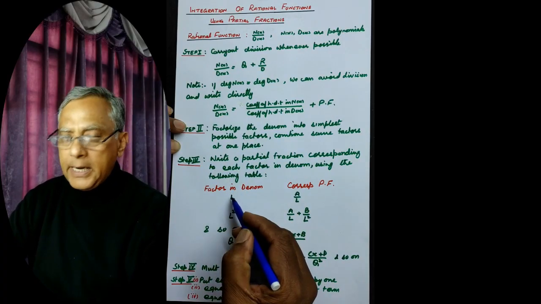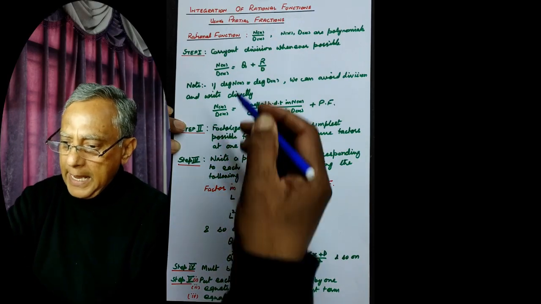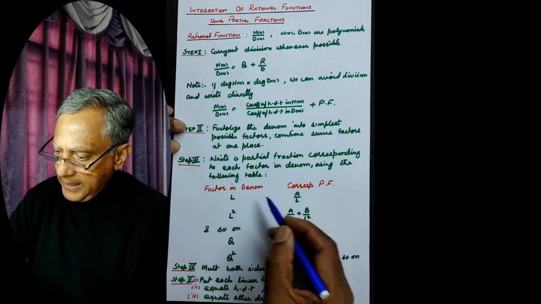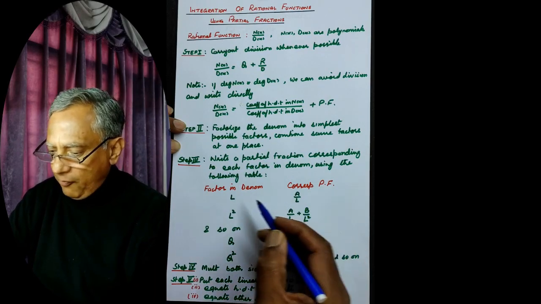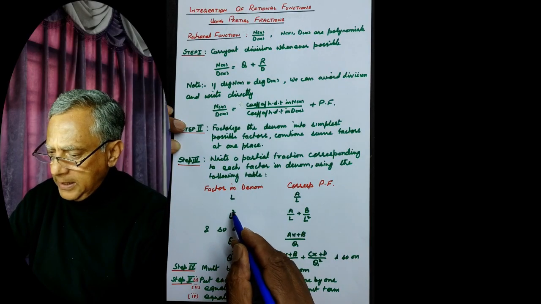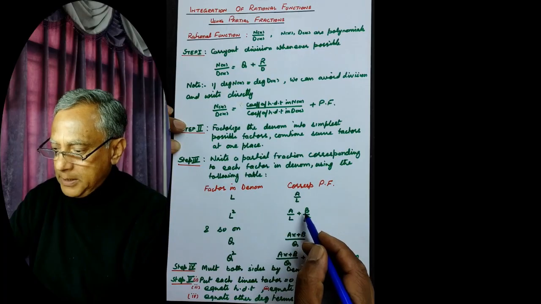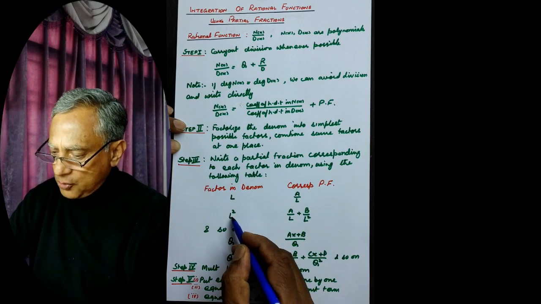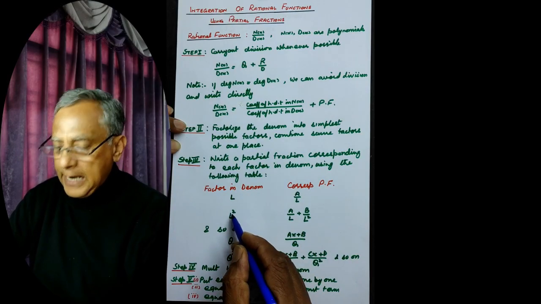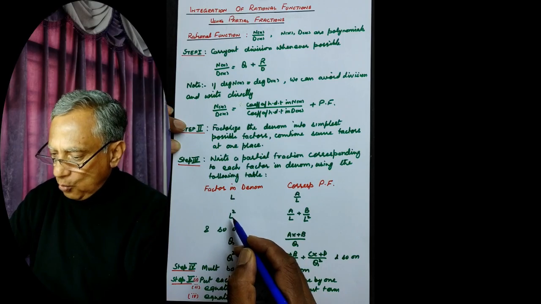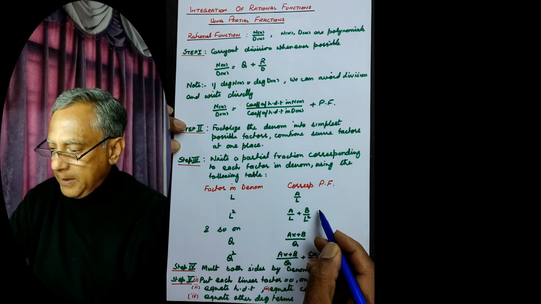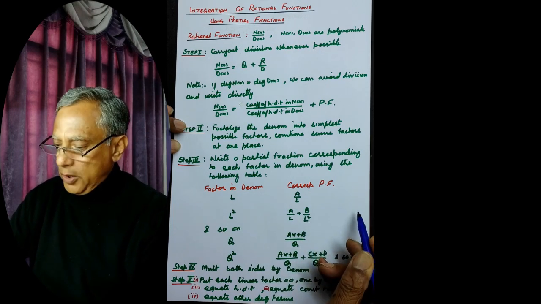If the factor in the denominator is a linear, say L, with a numerator over L, then we will write A by L. Partial fraction corresponding to this will be A by L. If it is L square in the denominator, partial fraction will be A by L plus B by L square. And if it is L cube, then what will be the partial fraction? It will be A by L plus B by L square plus C by L cube, and so on.